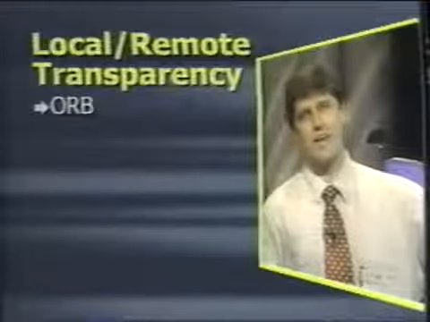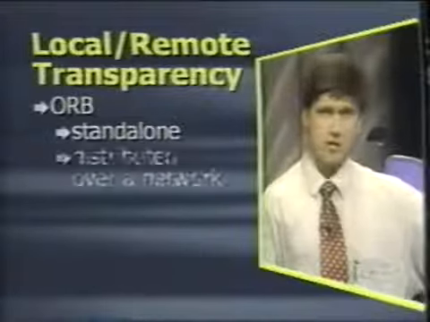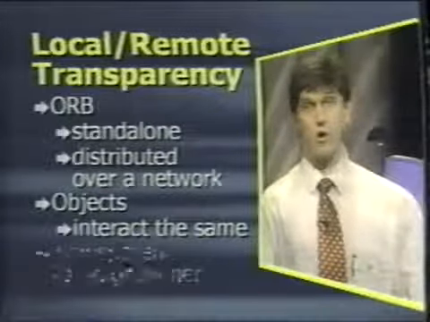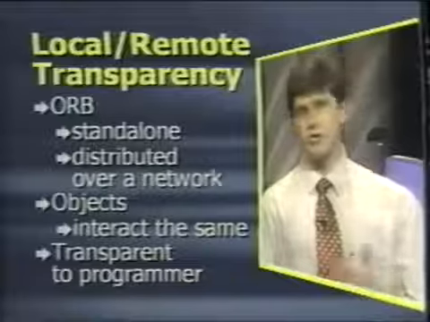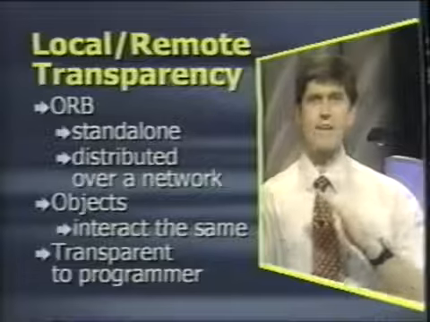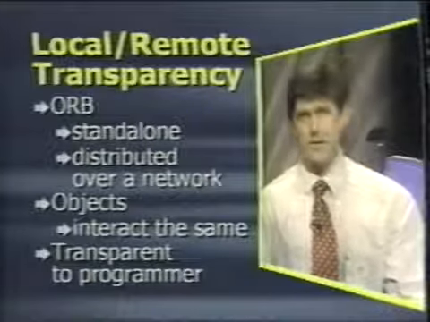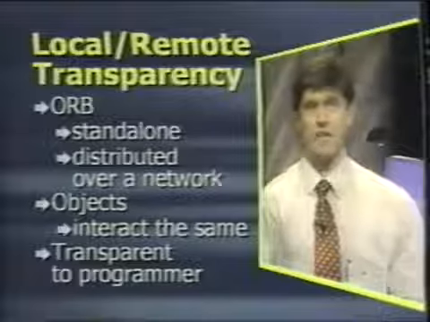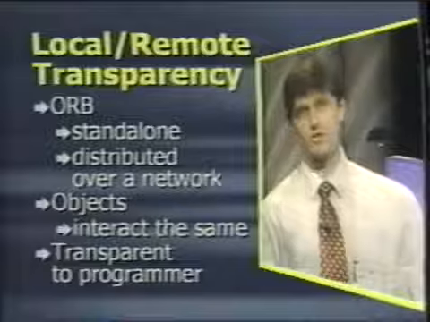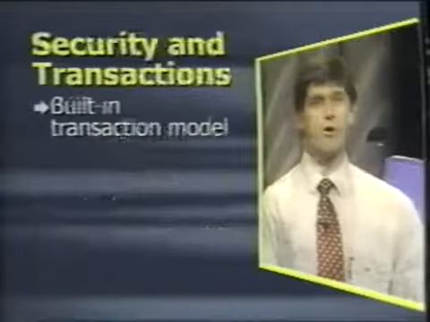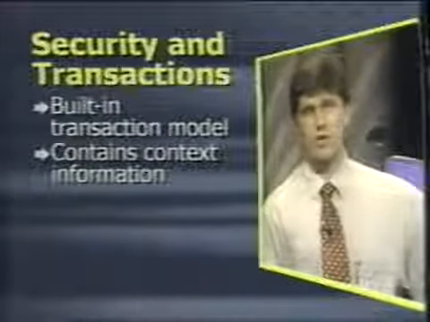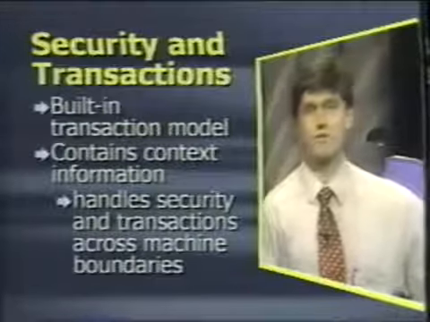Now, local versus remote transparency. An ORB can run as a standalone, or it can be distributed over a network. So objects interact the same whether they're remote or local. Thus, we have the transparency. To the programmer, to the person implementing the system, it doesn't matter if it is a local application or a distributed application. CORBA also supports security and transactions. There's a full built-in transaction model, and the system contains context information to handle security and transactions across machine boundaries.